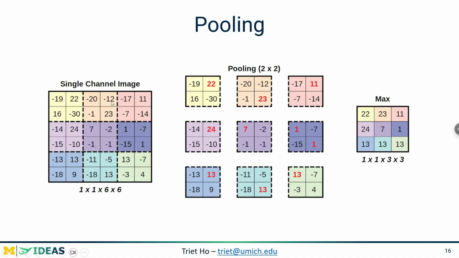And we repeat this for this one, right? The highest one is 23, so 23 over here. We look at this part right here. The highest one is 11. We pick 11 right here. And we repeat that for all the other sections. We pick the highest number and get the value over here. So it reduces the dimension, and it captures certain information.